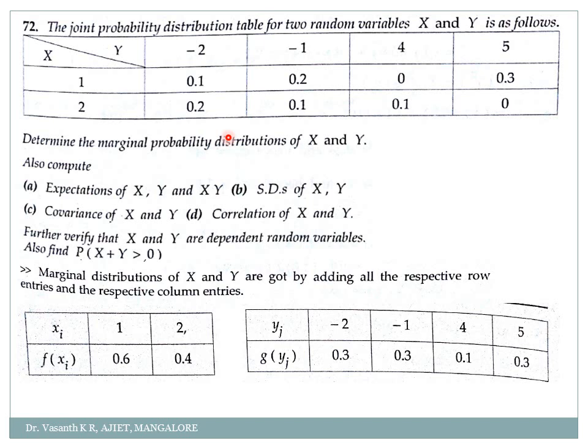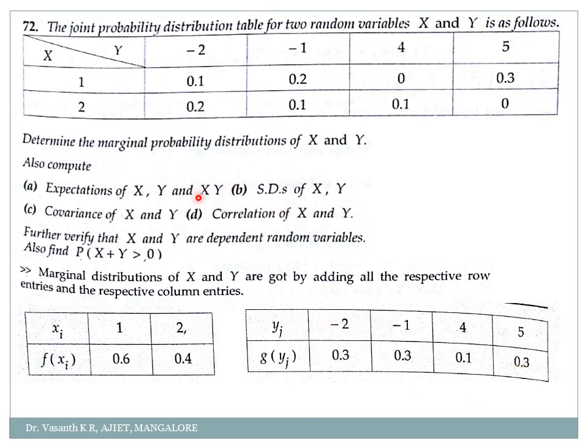How will you find expectation of x, my dear students? So expectation of x is simply summation xi into f of xi. Means we have to just multiply this and add it. So it is 1 into 0.6 plus 2 into 0.4. That is your expectation of x. How will you find expectation of y? Minus 2 into 0.3 plus minus 1 into 0.3 plus 4 into 0.1 plus 5 into 0.3. That is your expectation of y.